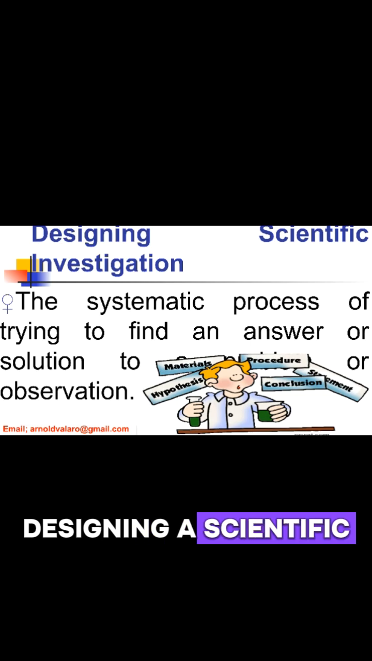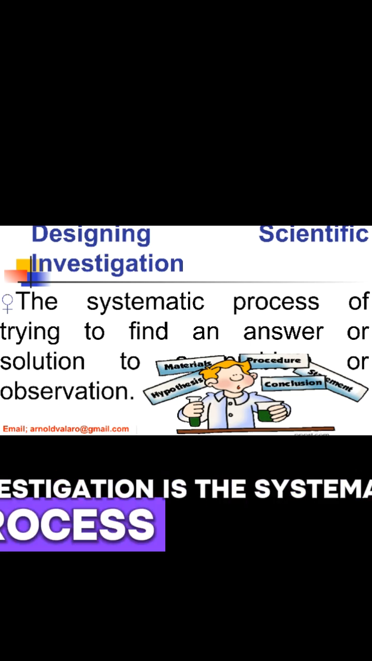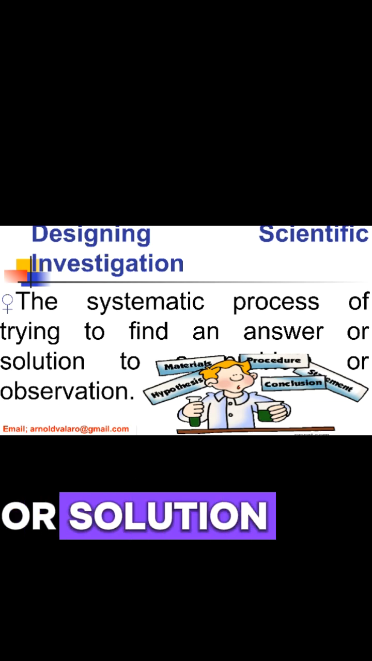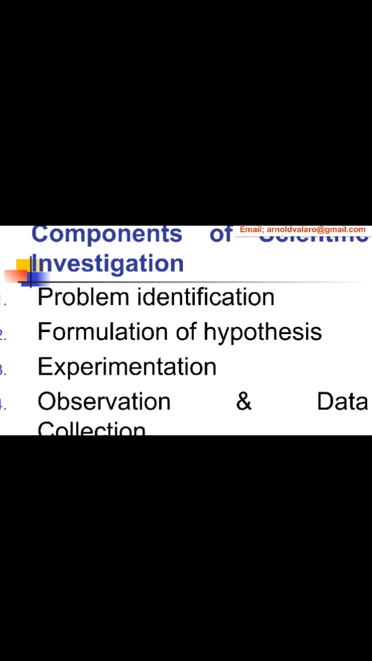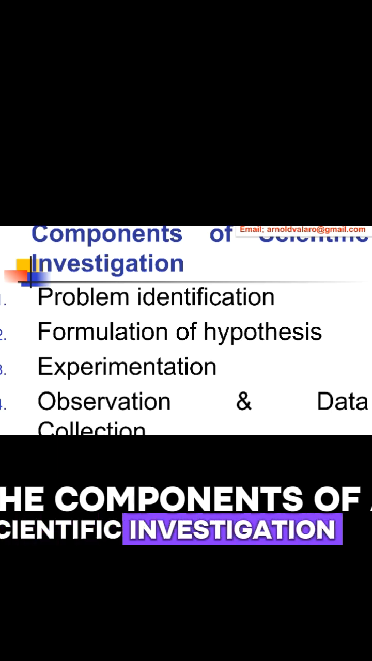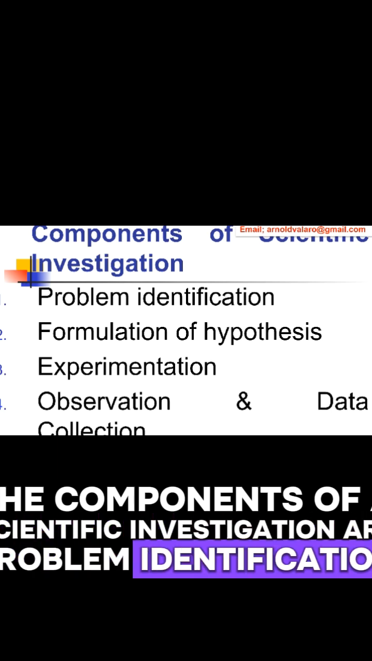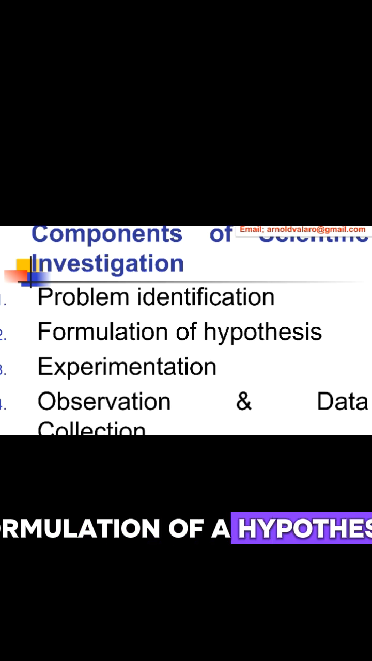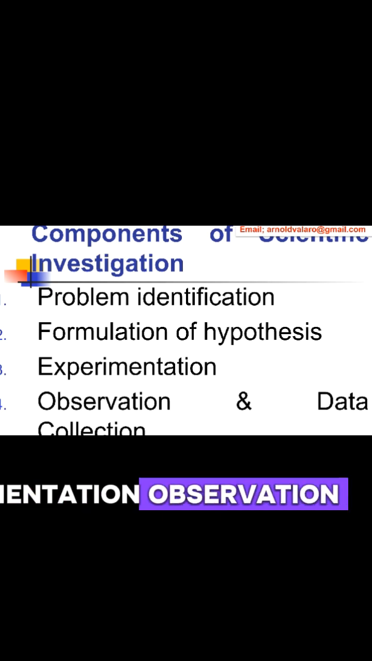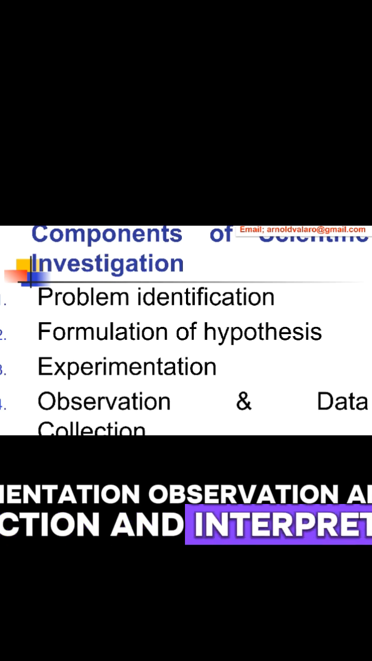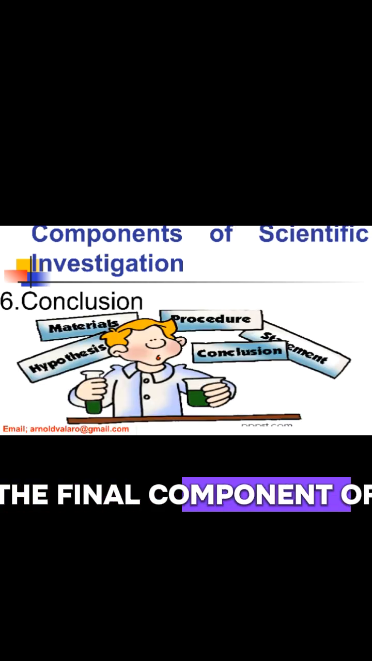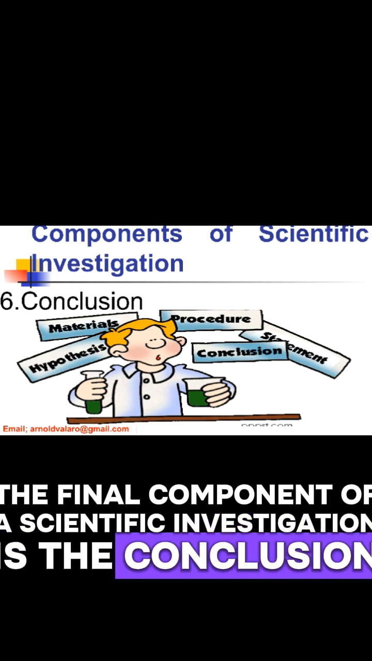Designing a scientific investigation is the systematic process of finding an answer or solution to a problem or observation. The components of a scientific investigation are problem identification, formulation of a hypothesis, experimentation, observation and data collection, and interpretation of data. The final component of a scientific investigation is the conclusion.